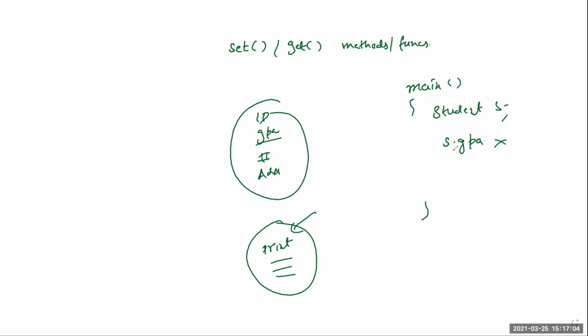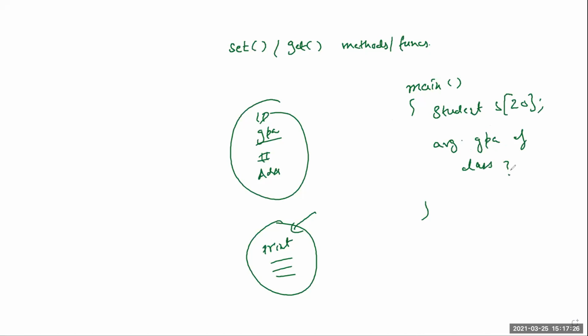There can be another scenario: suppose instead of a single student, I have an array of 10 students. Maybe I have say 20 students in my class. All the students have some GPA, and in the main we say, okay, what is the average GPA of this class?